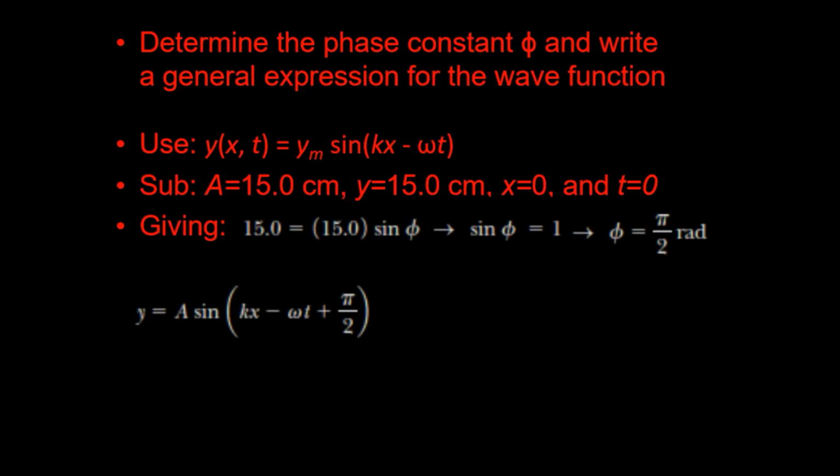This means y is a sine kx minus omega t, the equation we already know from above, plus this phi value, plus this phase. This gives us a cos kx minus omega t. So y essentially becomes 0.15 cos 15.7 x minus 50.3 t.